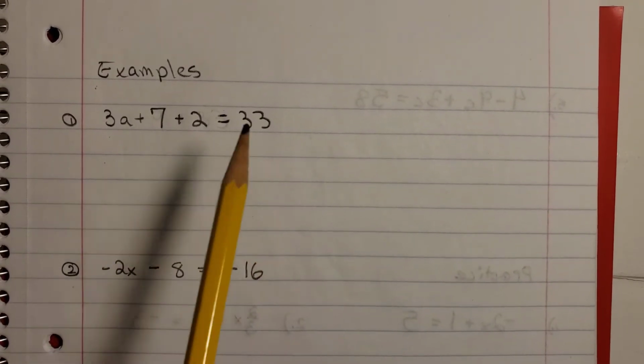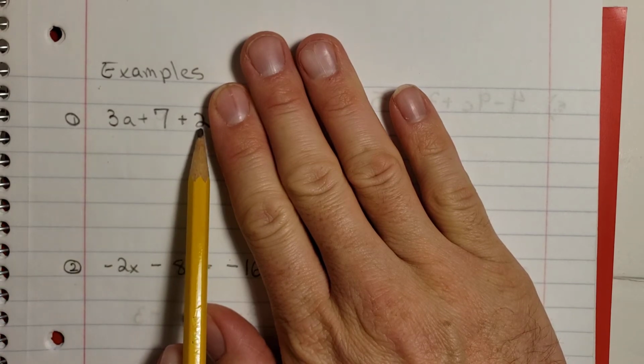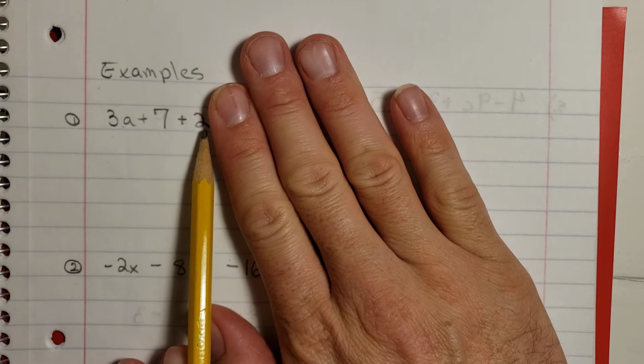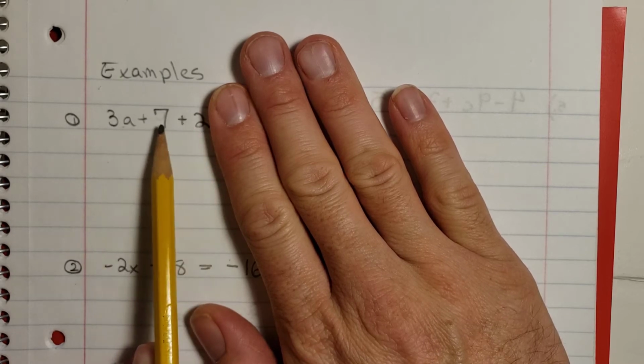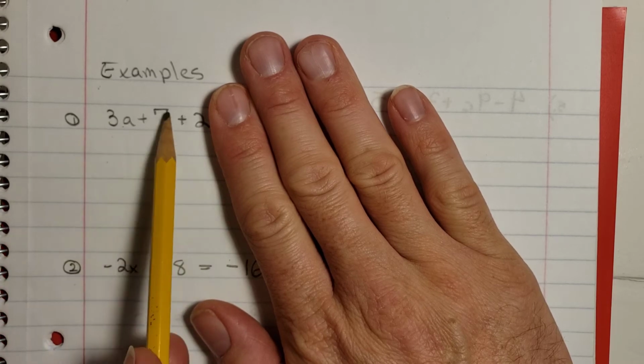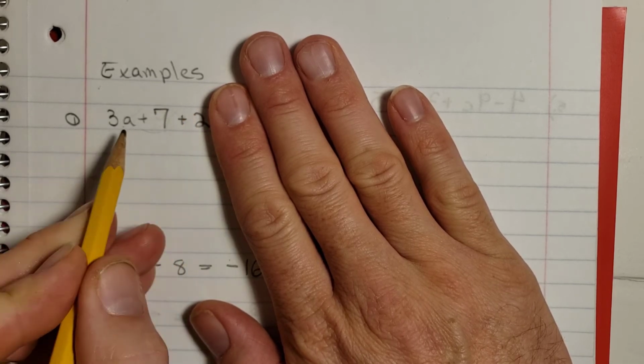So our first step is to look at the left side of the equation and see if there's anything to simplify. There's no distributive property. That's what we look for first. And then look to see if you can simplify by combining like terms. Well, we have two constant terms, a +7 and a +2. That can be simplified.